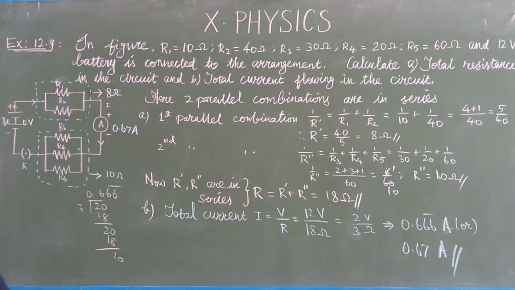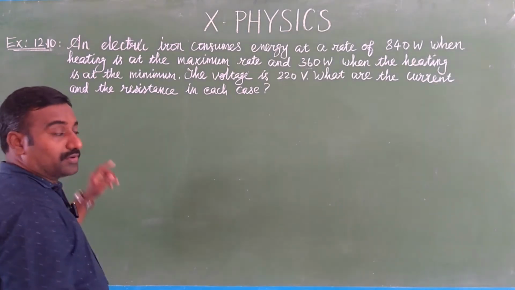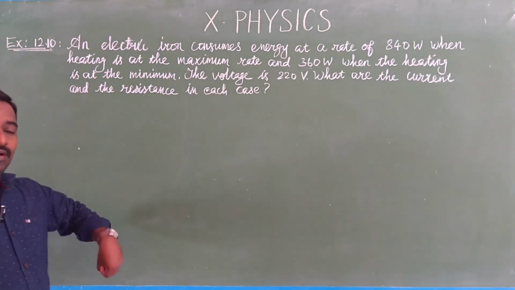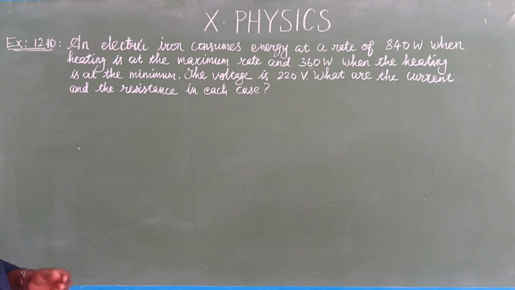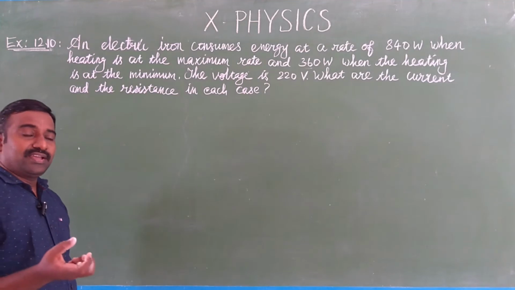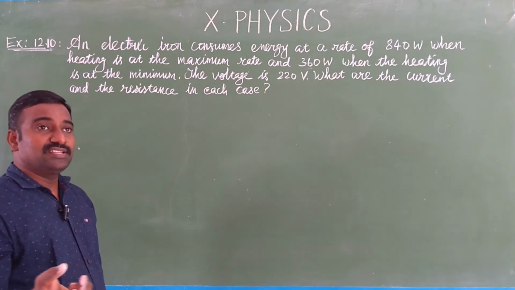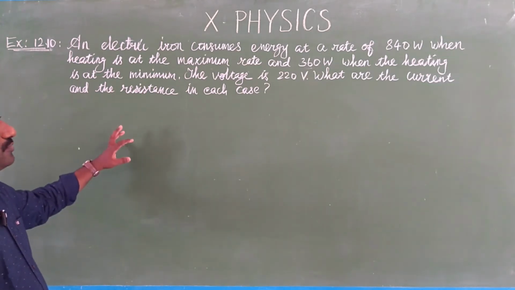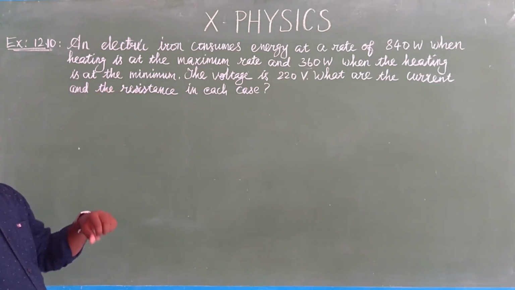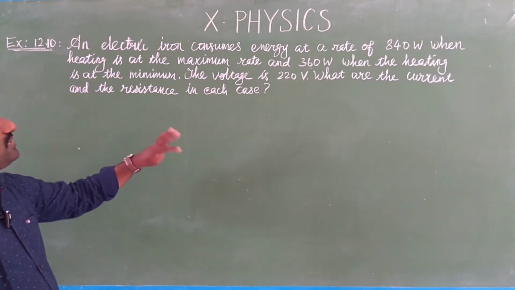Okay. Next, moving to the next question. Look at the question. An electric iron, we know the laundry iron. Yes, an electric iron consumes energy at the rate of 840 watts when heating is at the maximum rate, and 360 watts when the heating is at the minimum. Electric irons, air conditioners, and some kitchen appliances like the mixer grinder consume very high power.